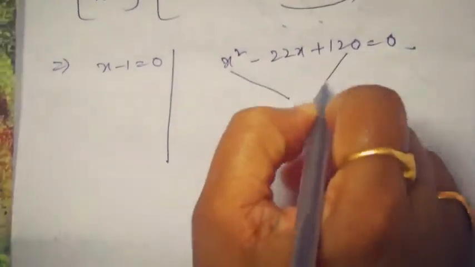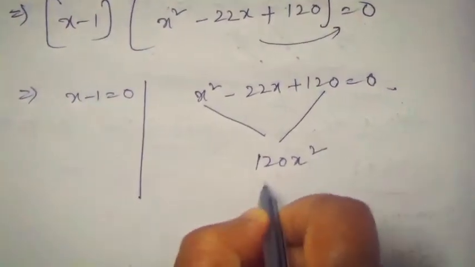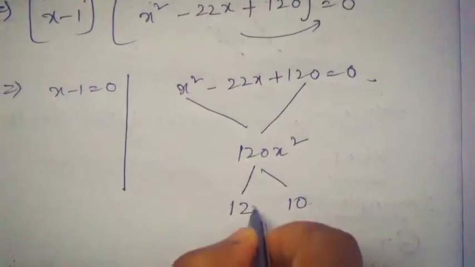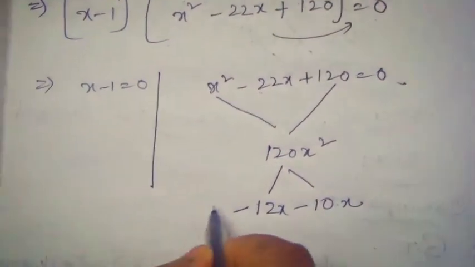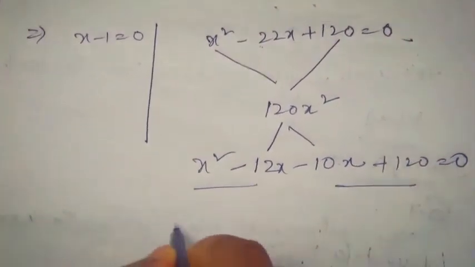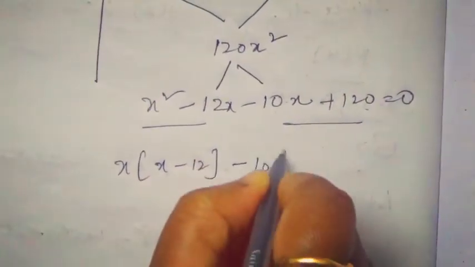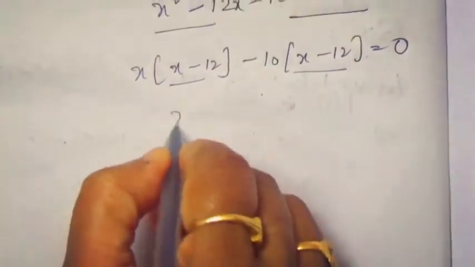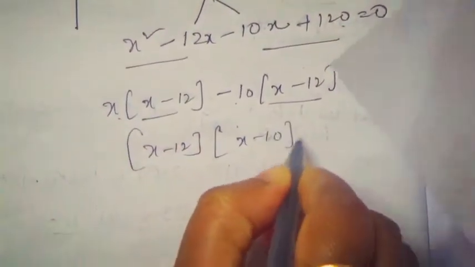Here, second, by doing this factorization, for 120 we have to take 12 into 10, and the middle terms are minus. So x square minus 22x plus 120 is equal to 0. So in between these two, x I am taking as common. So x minus 12, here I am taking 10 as common, x minus 12, that is equal to 0. So in both the terms x minus 12 is there. Okay, remaining x minus 10, that is equal to 0.